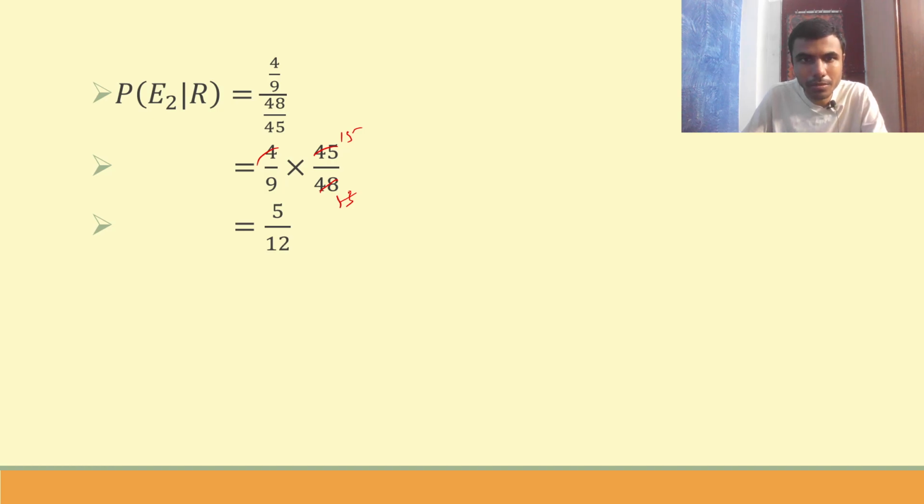Oh, this was 12. I made a mistake. Let me do the simplification again. Sorry. 4 1s are 4, 12s are, and 3 15s are, 3 4s are. Okay, 3 3s are, 3 5s are. So 5 by 3 into 4, which is 12. 5 by 12. Hope you understood it.